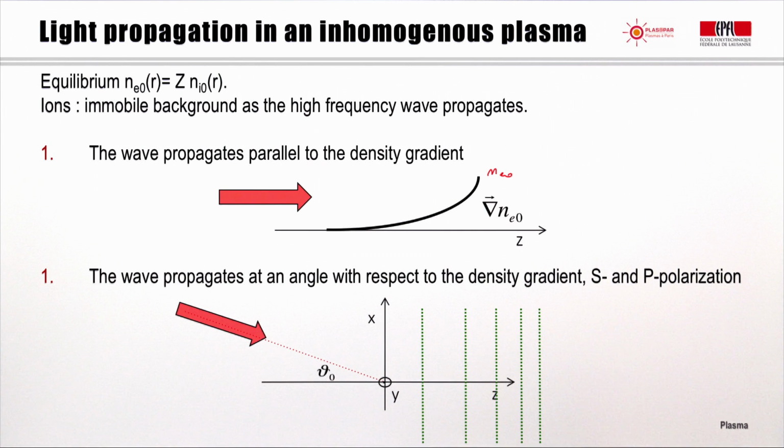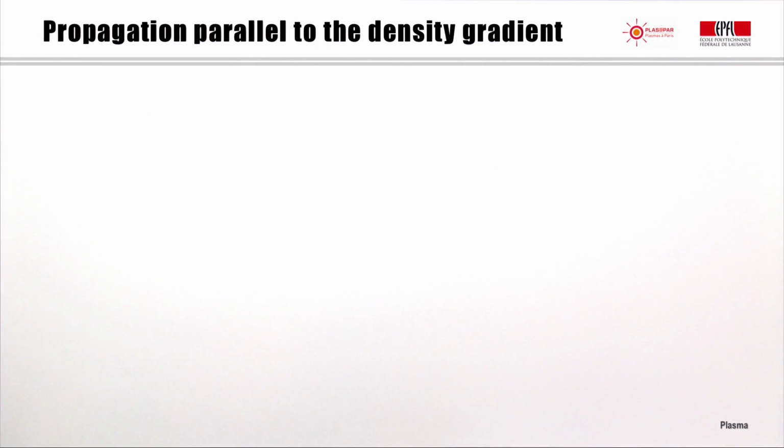In this part of the lecture, we will neglect collisions. However, they can be present, and there can be some absorption in the plasma during the propagation of the wave. Let us consider the first situation. The electromagnetic wave solution in this case is still a purely transverse wave all the time.